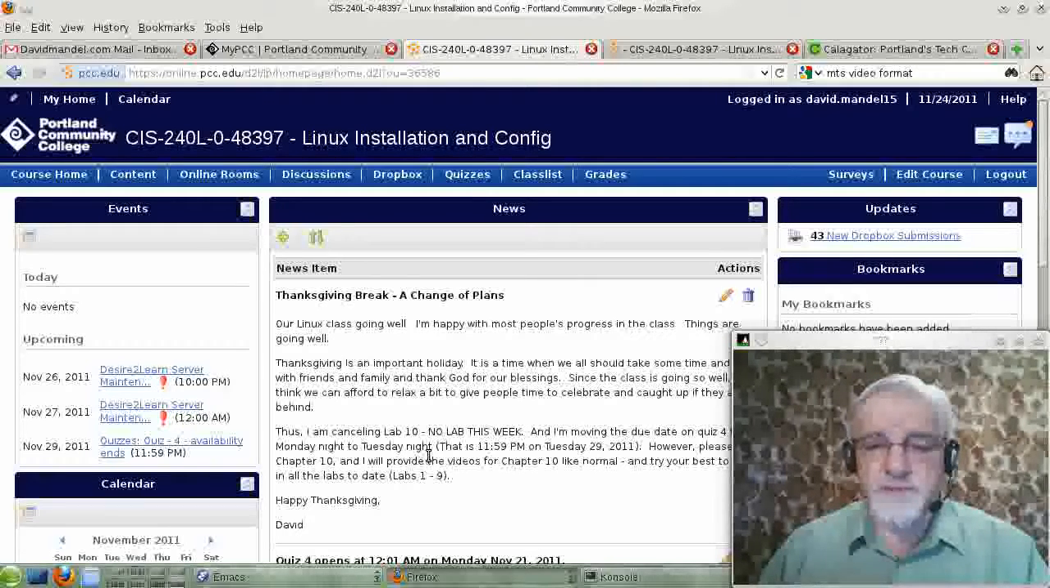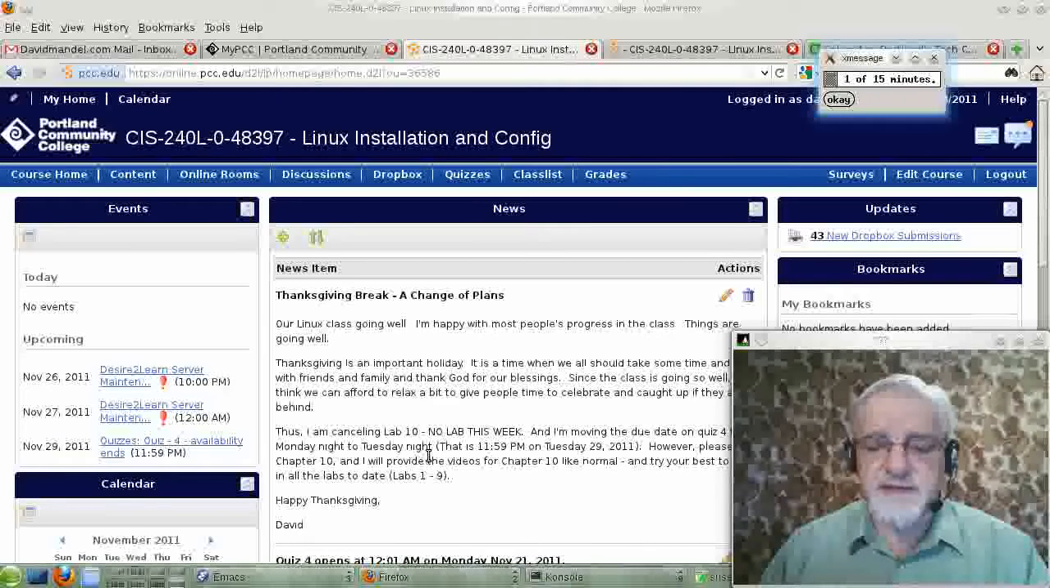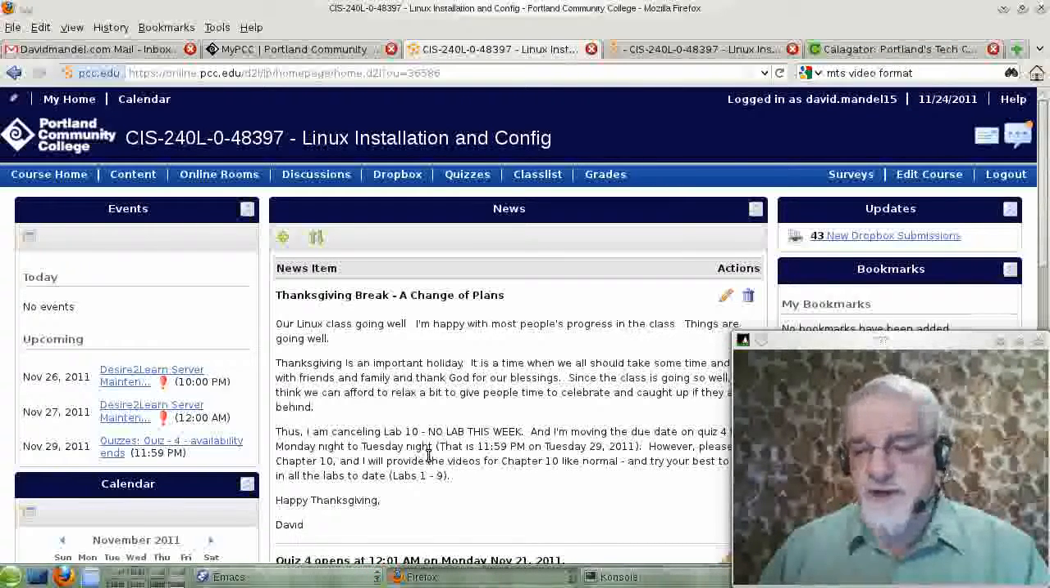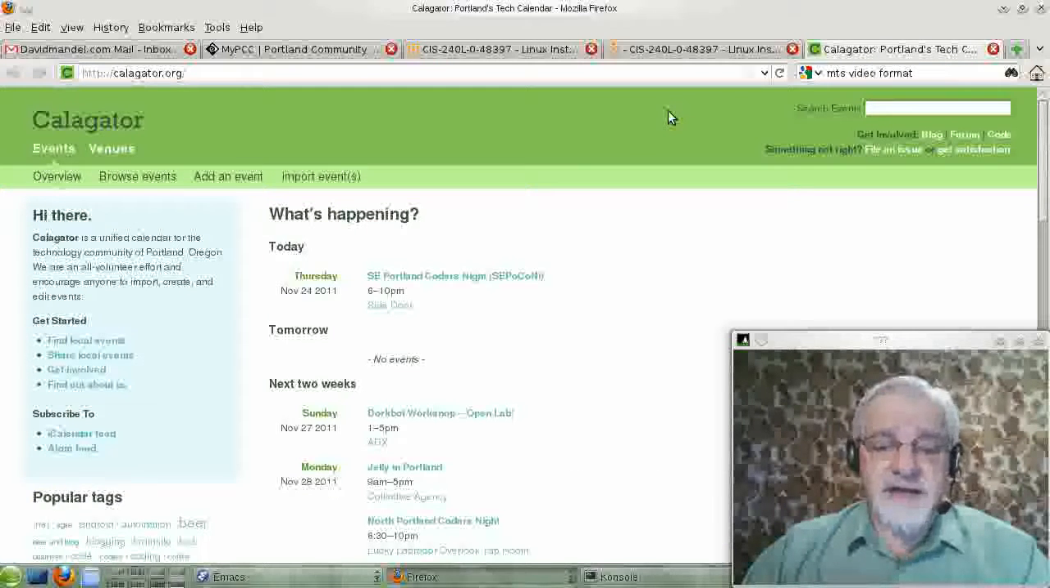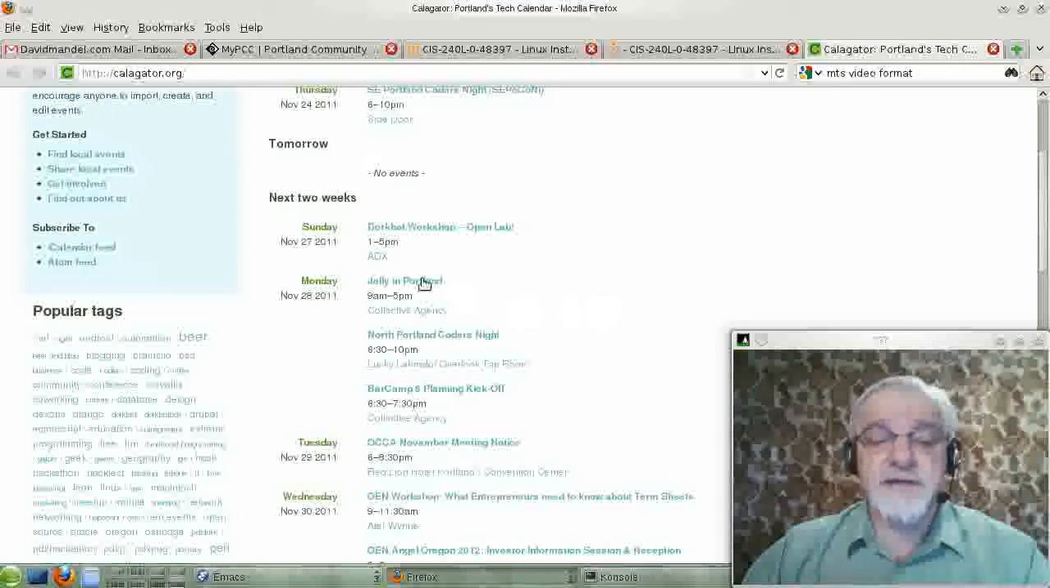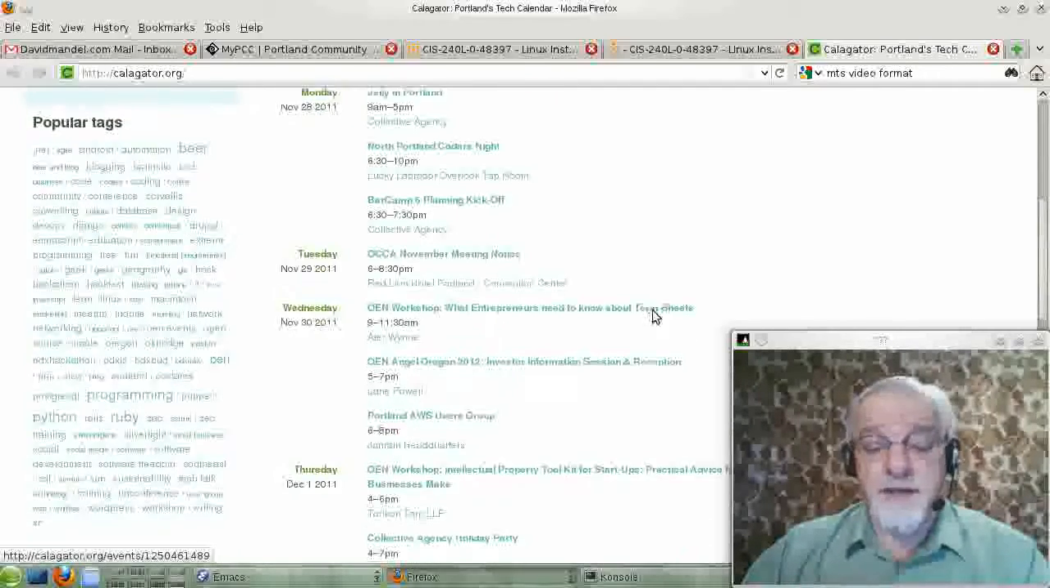You need to go to an open source event sometime during the term and write a little review of the open source event you attended. Thus, you should be looking at Caligator on a regular basis. Caligator this week is shown here. It's a very, very light week this week, but there are things going on Saturday and Monday. And then Sunday and Monday, and then next week things pick up.